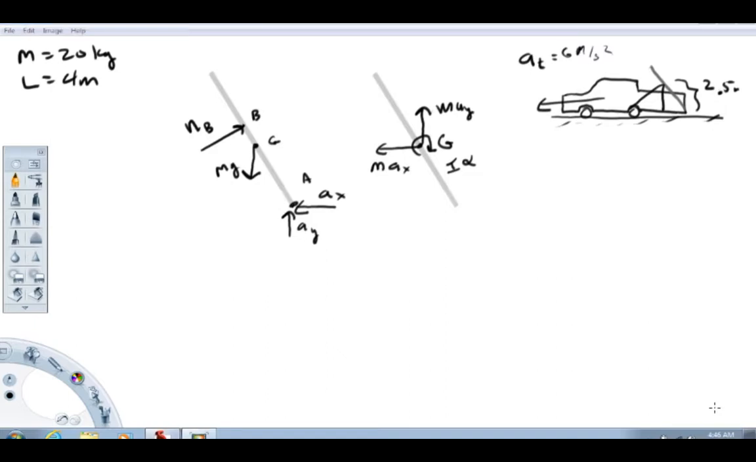Hi folks, I'm making this video to give an example of how to apply Newton's laws of motion for a rigid body moving in the plane. In this example, imagine we have this pickup truck, and the pickup truck is accelerating to the left at 6 meters per second squared.